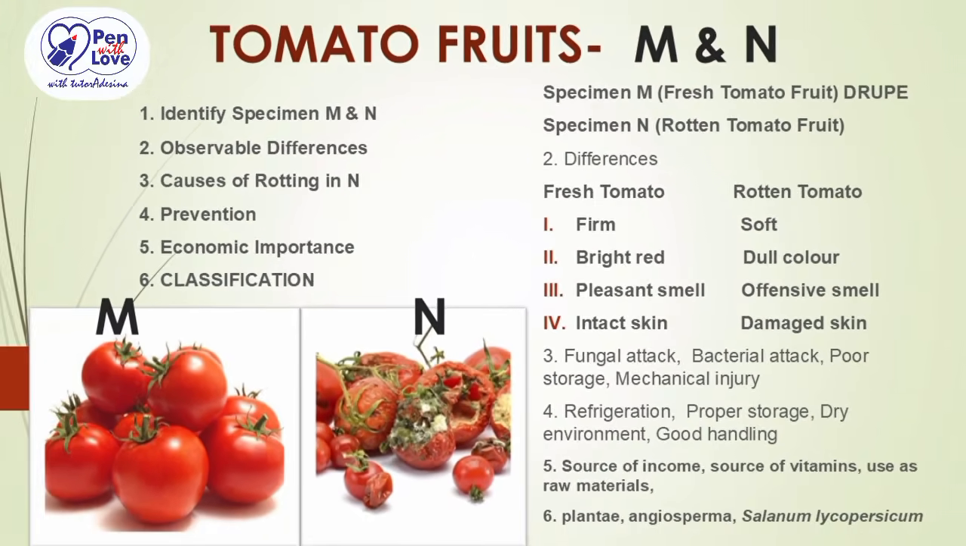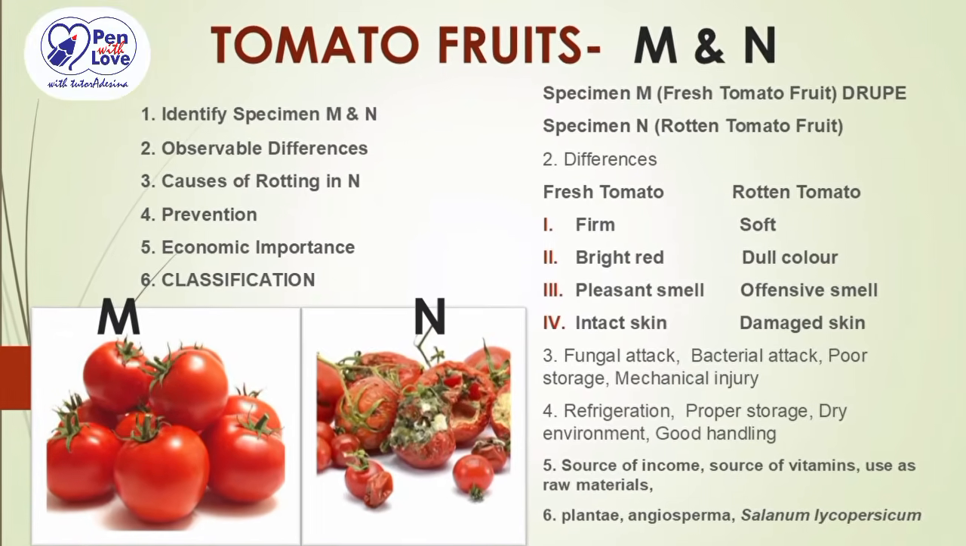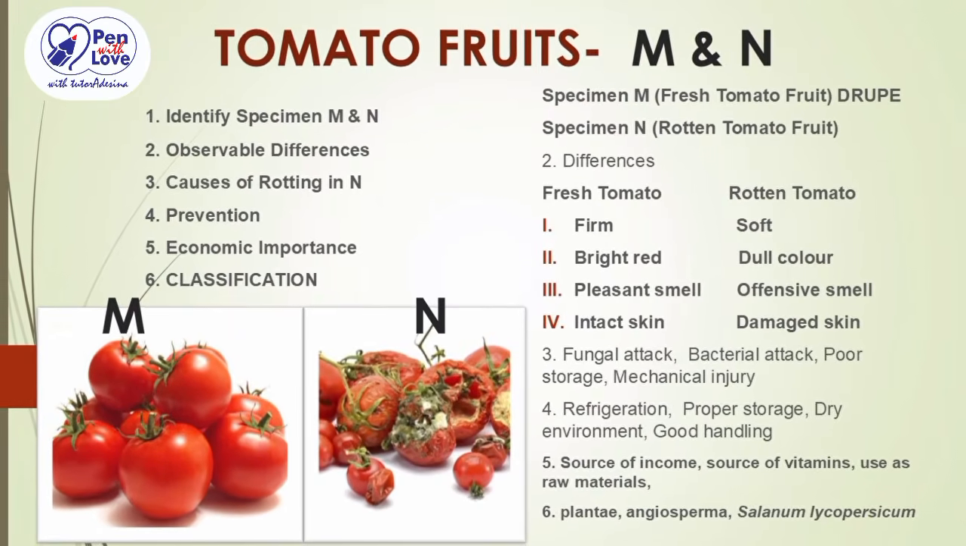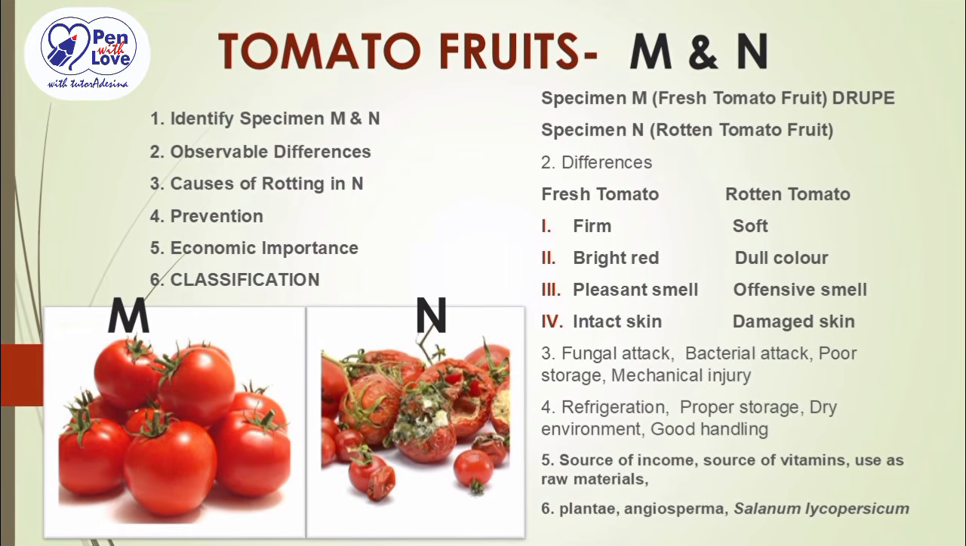Another question they can ask you is which type of fruit is specimen M and N? They are drupe. And they can also ask you what are the economic importance of specimen M. I think they can ask this on specimen M. So source of income, source of vitamin, these are raw materials, and some people also use them in cooking and some other things like that.